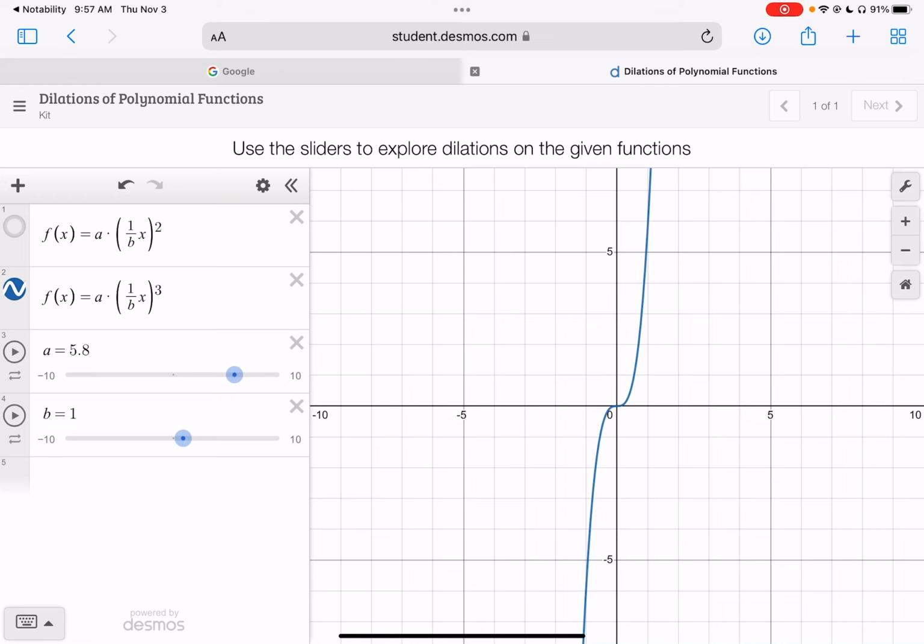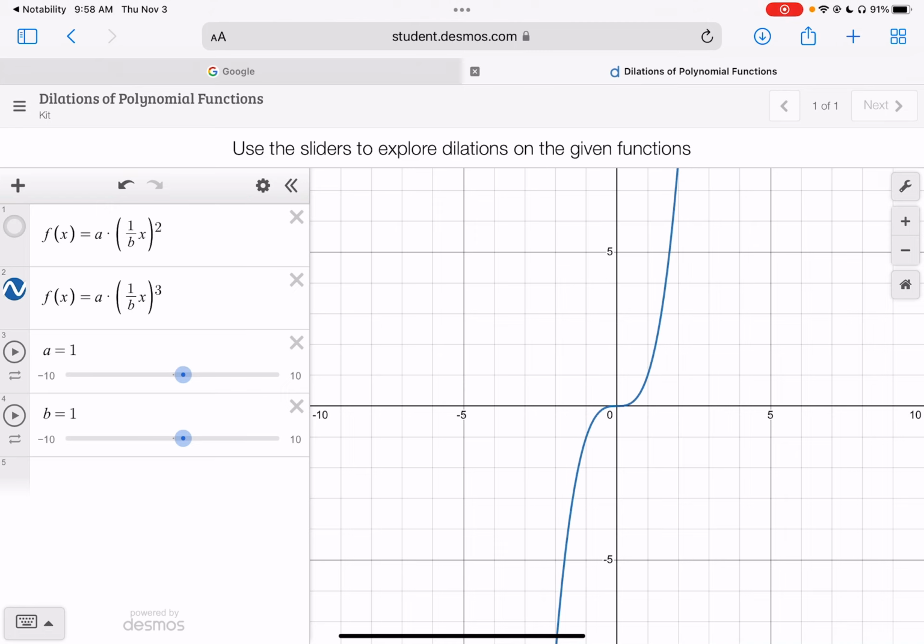And then if there's a vertical compression, that's when there's an a value that's less than 1, you can see it's getting smushed a little bit vertically. And then as a becomes negative, the graph flips upside down. So this is when a is positive. When a is negative, it flips upside down.